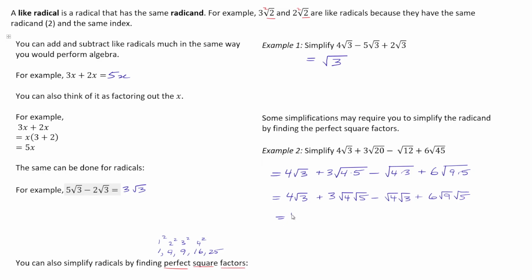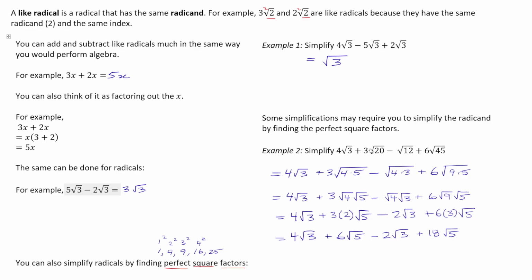Okay, the first one again doesn't change, but this square root 4 right there is just 2, and then I have square root 5. Again, that square root 4 is just 2. And then that square root 9 is just 3. Continue simplifying here: 4 root 3 plus 6 root 5 minus 2 root 3 plus 18 root 5.